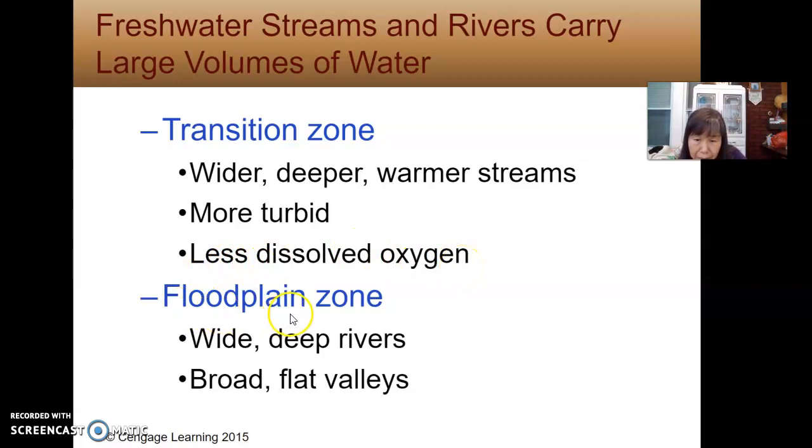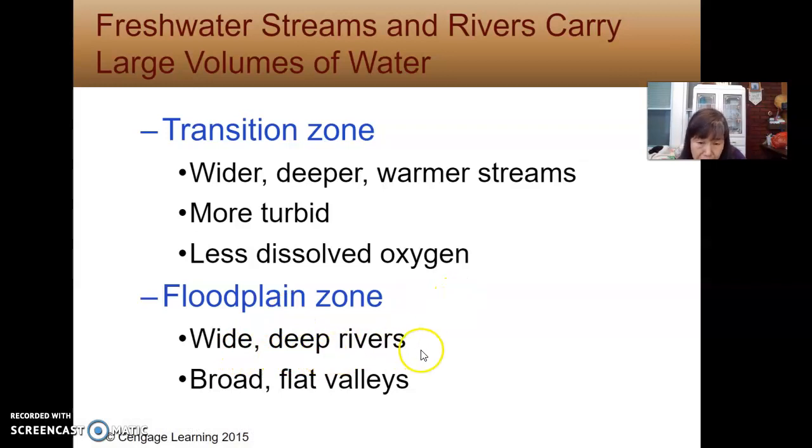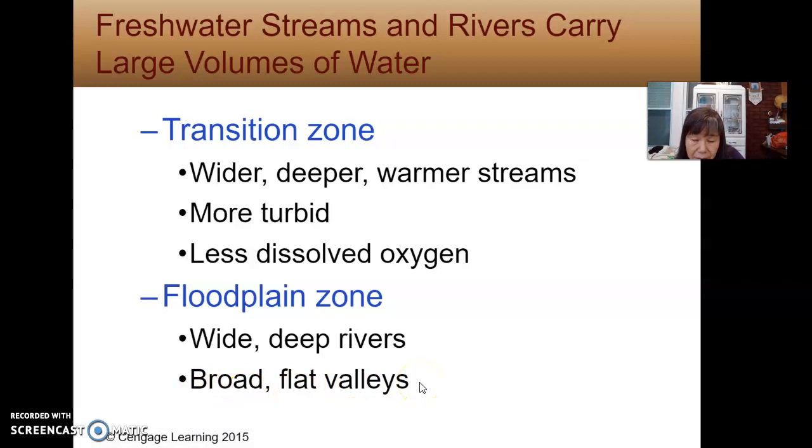When you get the floodplain zone, the water is even wider, you could have deeper rivers, and then broad, you can have flat valleys. Depends on the local geological structure.